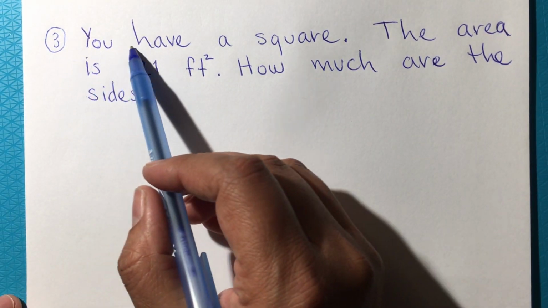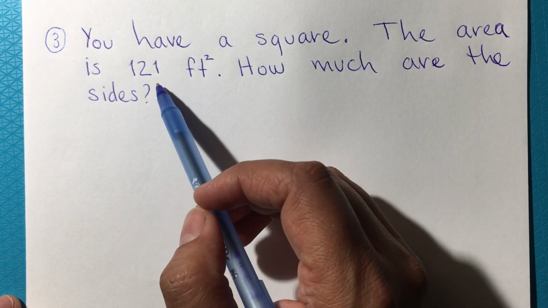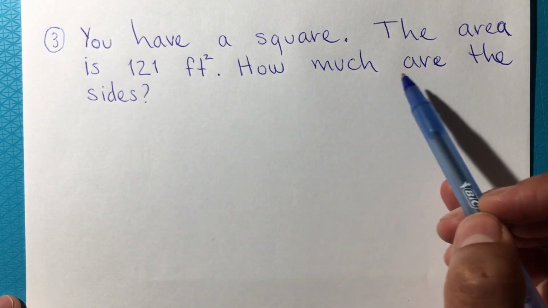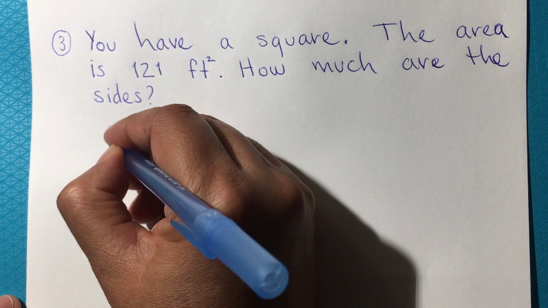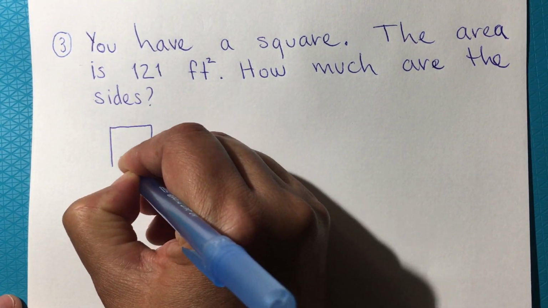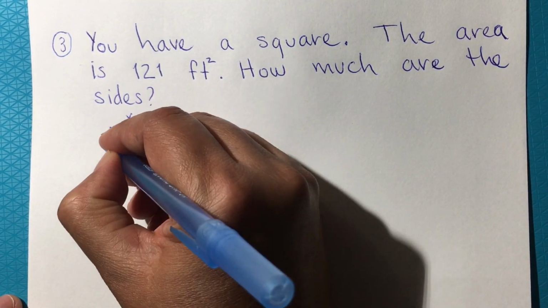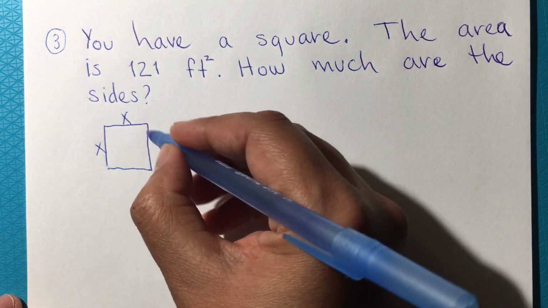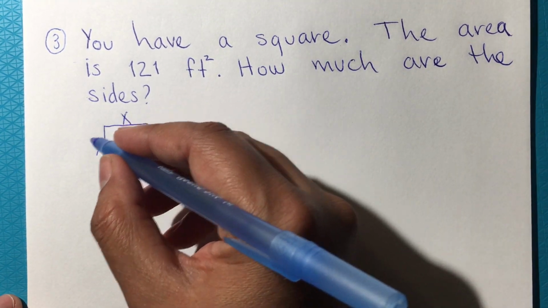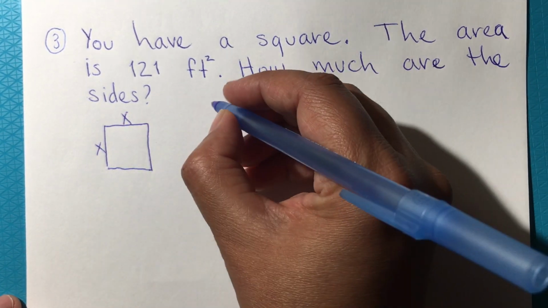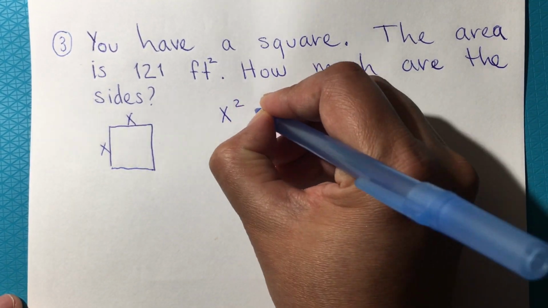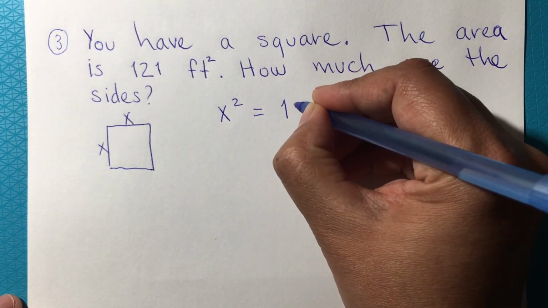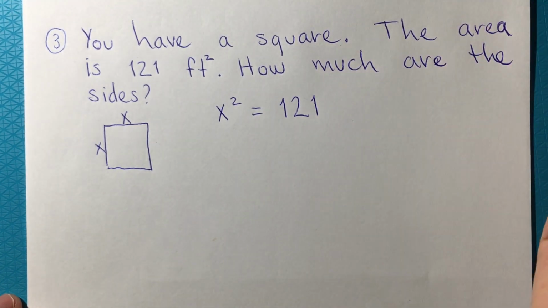For number 3, it says you have a square. The area is 121 square feet. How much are the sides? So basically, all it's saying is that you have a square and you're just looking for the sides. So in here, for the area, it will be x times x because it's base times height. So that will be x squared equals, the area is 121 square feet.